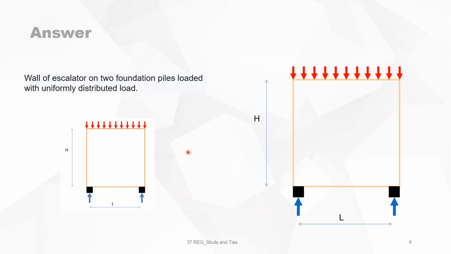A wall of an escalator on 2 foundation piles and loaded with a uniformly distributed load, which is this case. So we start with half of the load of this uniformly distributed load coming down here and coming down there. How far? It depends on the ratio H over L. But somewhere they will find the support. So that's also a compression strut, and this will also find the strut.